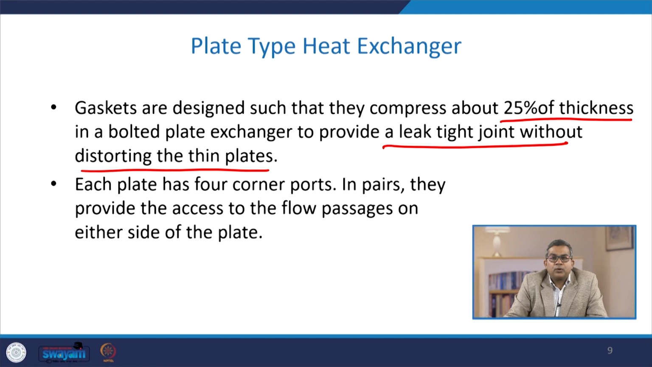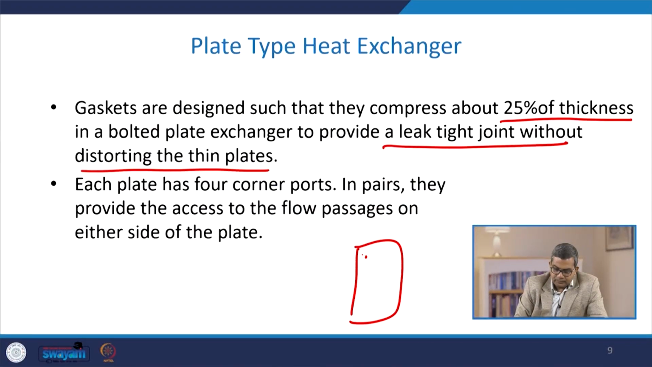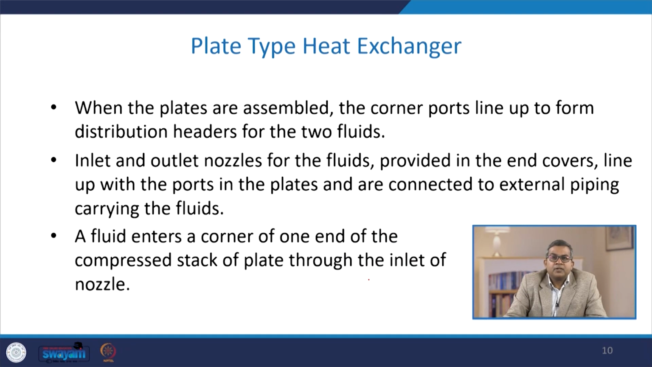Now each plate has four corner ports in pairs. They provide access to the flow passage on either side of the plate. It is just like this. Now, when these plates are assembled, the corner ports line up to form distribution headers for the two fluids. Inlet and outlet nozzles for the fluid, provided in the end cover, line up with the ports in the plates, and they are connected to external piping carrying the fluids.